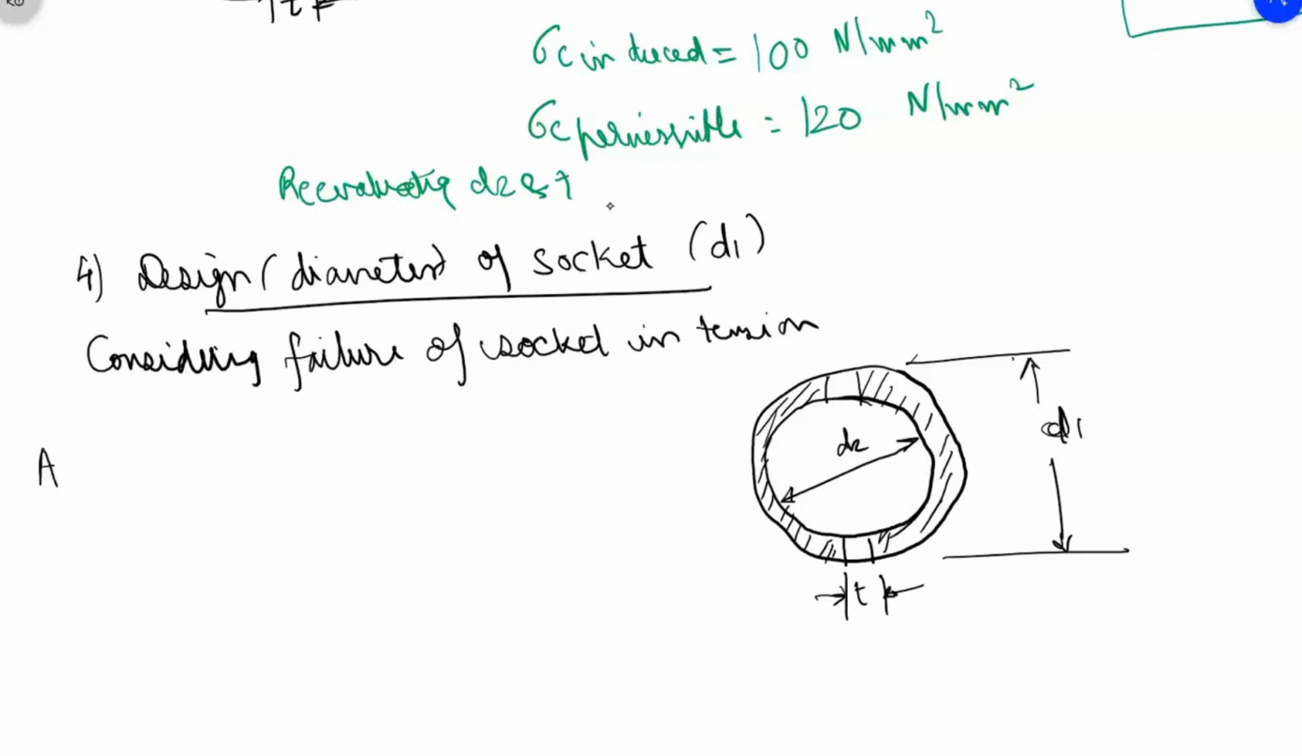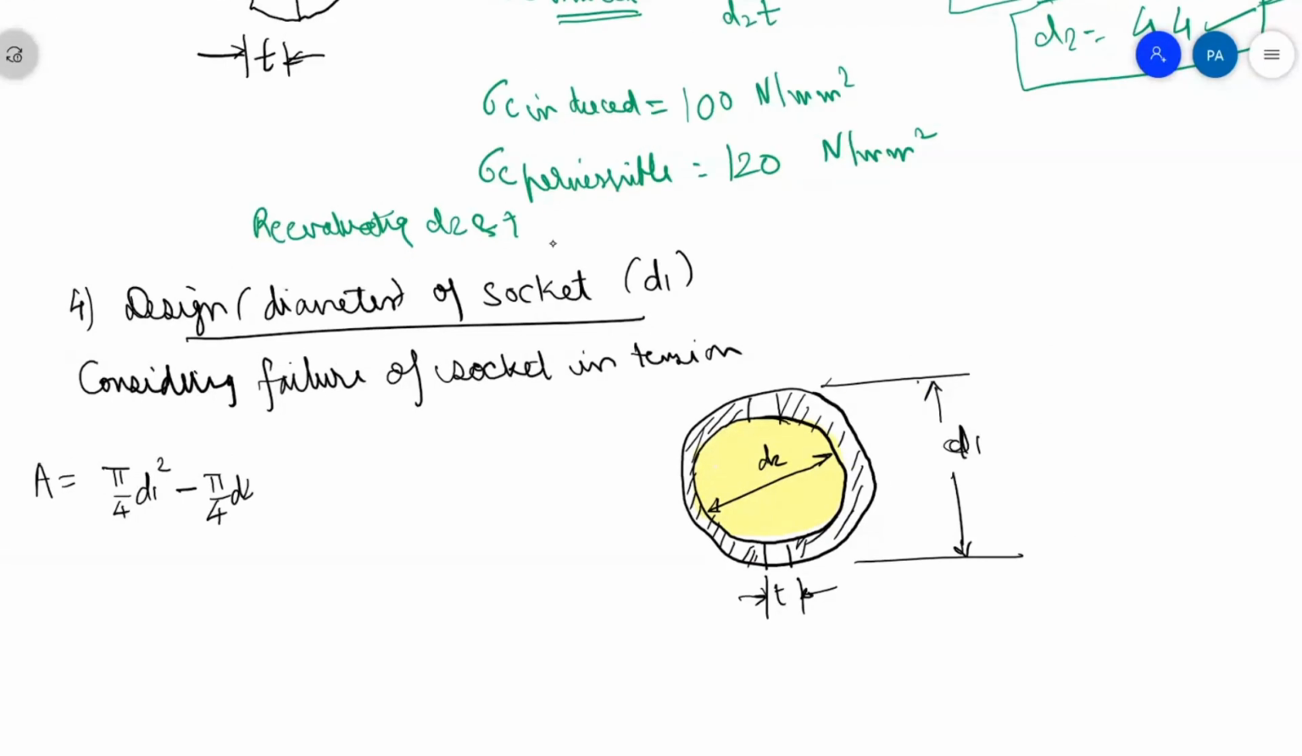So what will be the area? Consider there is only one circle, then the area will be pi by 4 d1 square. But you can see there are two circles. This is the hollow part. So pi by 4 d1 square minus pi by 4 d2 square. That is the area. This is a circle, this is another circle, and the area between the two circles is pi by 4 into d1 square minus d2 square.